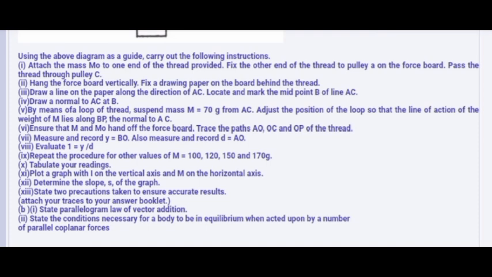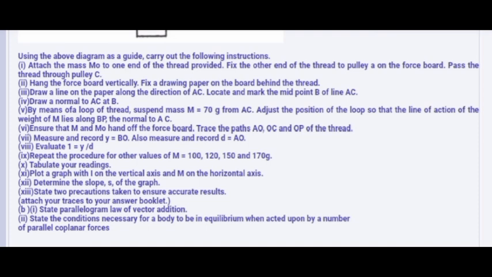Then you locate and mark the middle of that line. If eventually you draw the line and it gives you 10 centimeters, it means the midpoint is going to be 5. So you mark that midpoint. After marking, you have to draw a normal to AC at B. Draw it small first, at the point where you marked the midpoint. A normal is a line that is perpendicular to line AC.